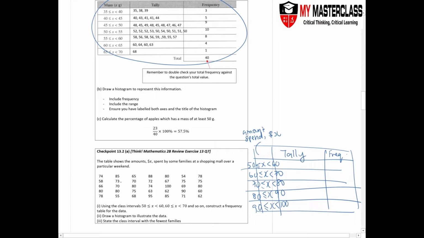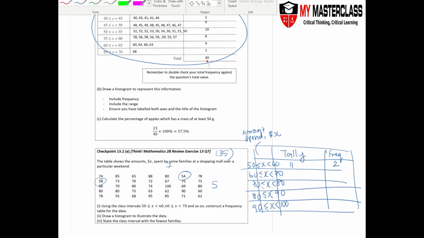Again, I'll take 51. Anything else with 5? I have 2. Starting from 5, I will have 2, so 1, 2. So frequency is 2. Again, I'll check. My total is 1, 2, 3, 4, 5, 6, 7. 7 by 5, so total is 35. Can you see? Then after that, I will highlight.